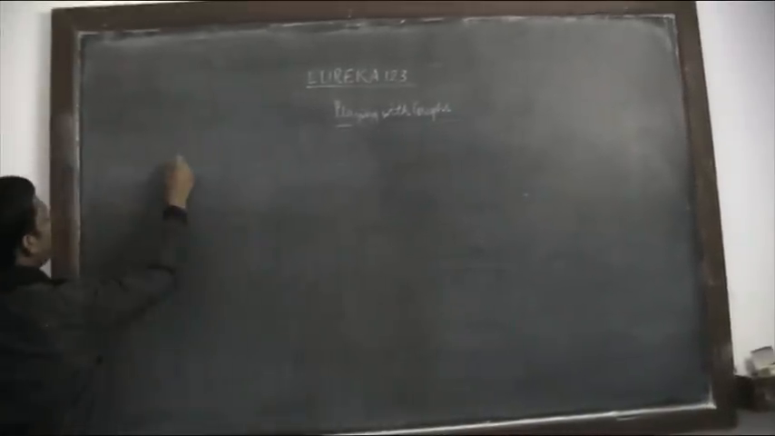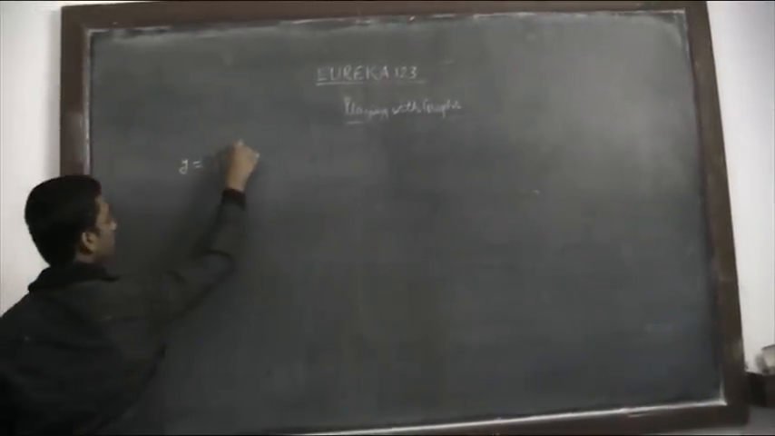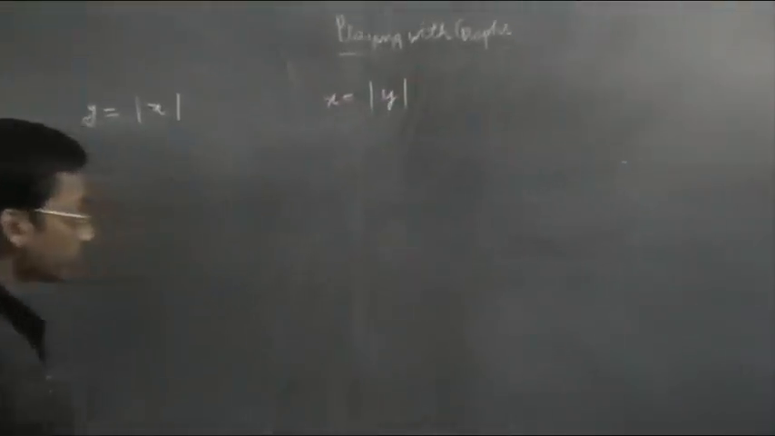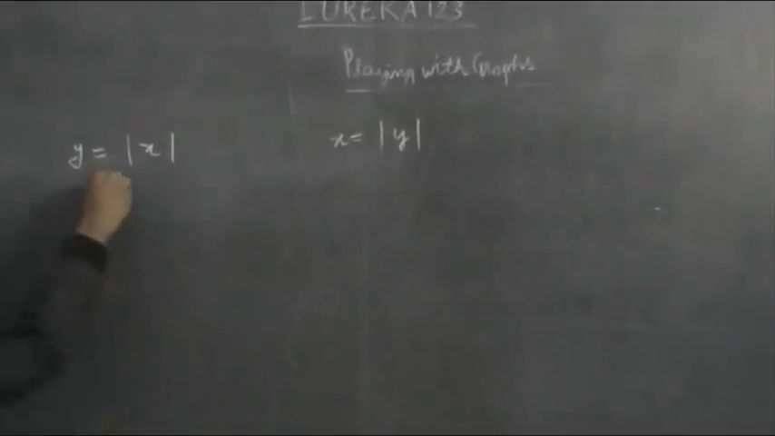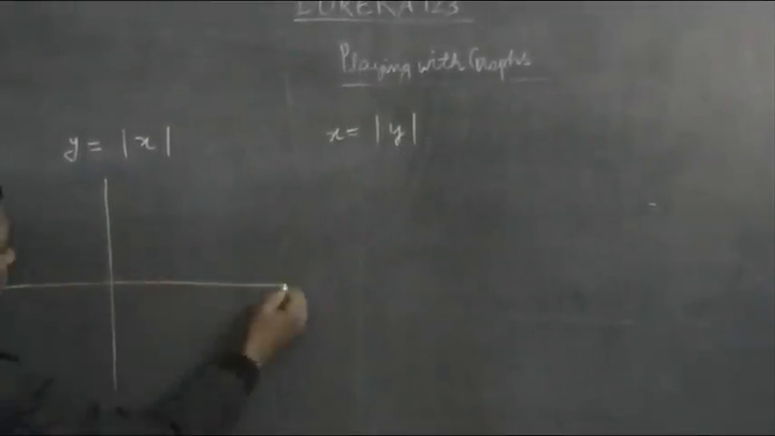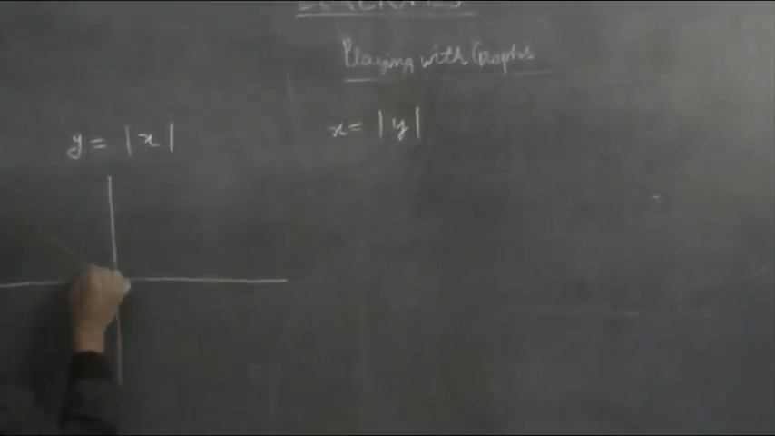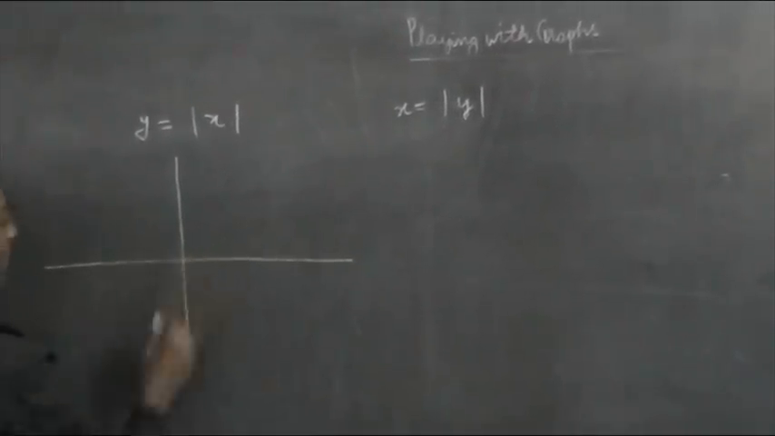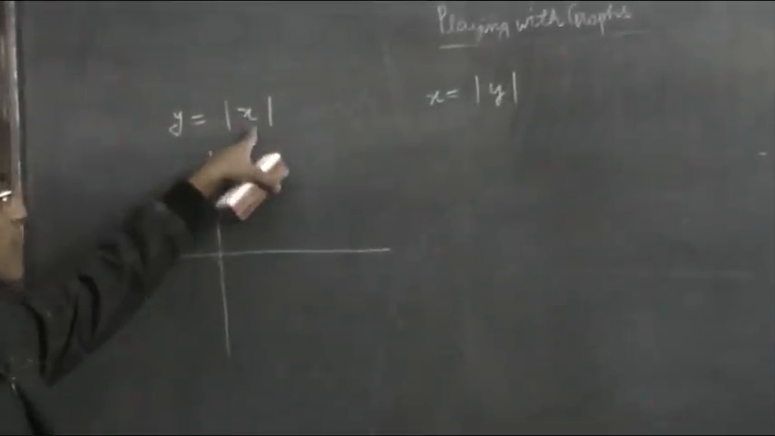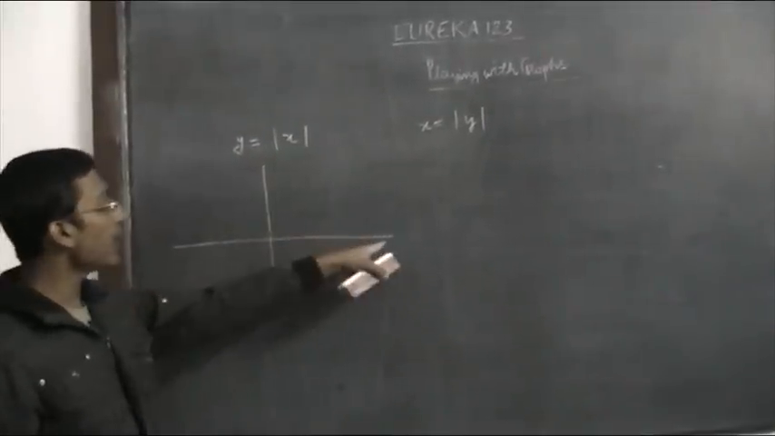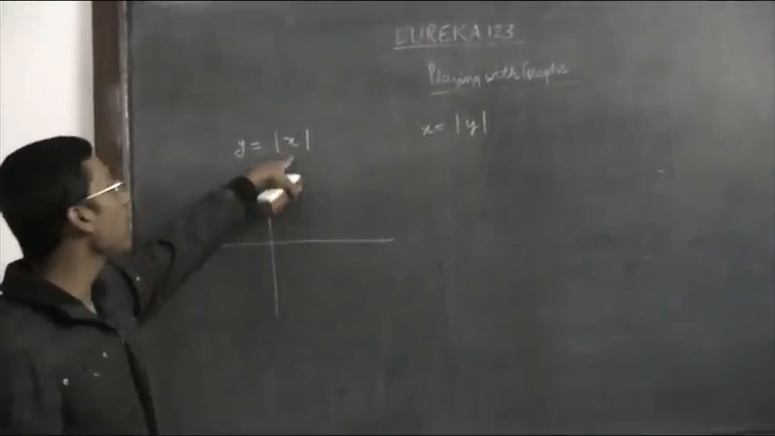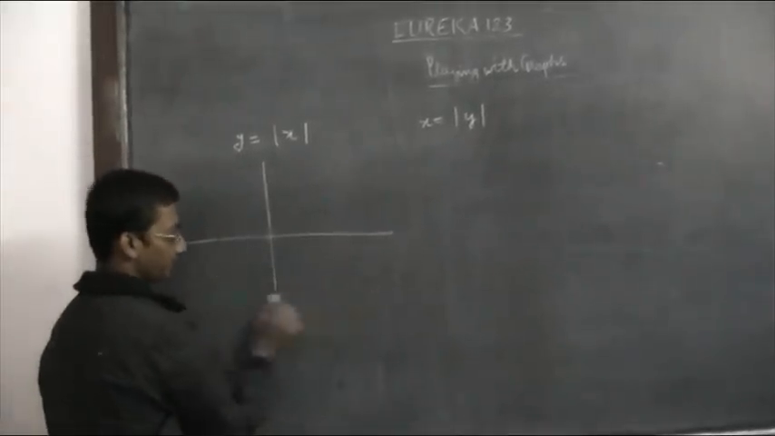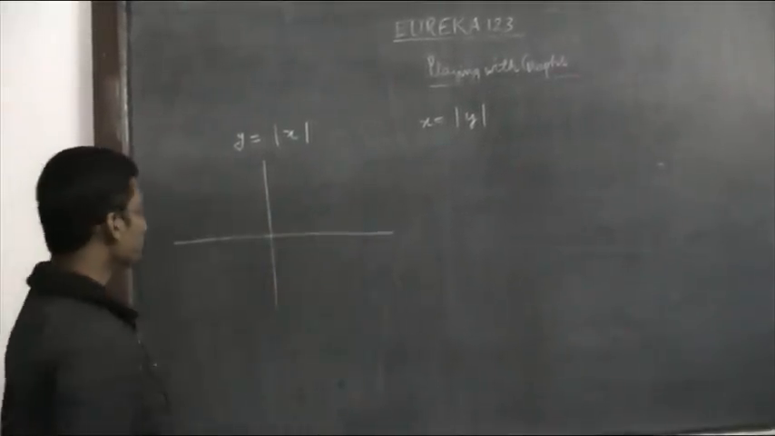Now, if you have to draw y equals mod x, x equals mod y, and so on. Everybody knows y equals mod x is like this. But why is it like this? First, let us look at y equals mod x. What can x be? The domain is the entire set of real numbers, x can be anything, but y will be positive, hence we will have no portion of the graph here, because y will always be positive.